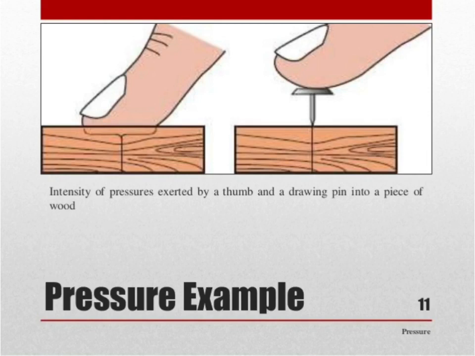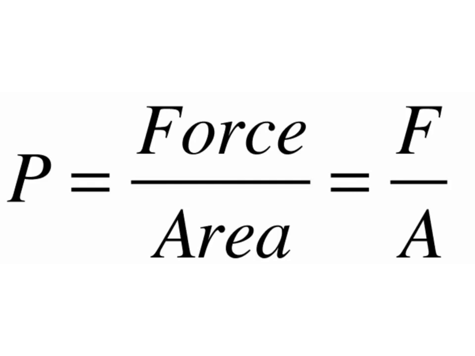The drawing pin goes into the wood because, due to the sharp tip of the drawing pin, the force of the thumb is falling on a very small area of the wood, due to which the force per unit area on the wood becomes very large. Now it is clear from this example that pressure is the force acting on a unit area of the object.